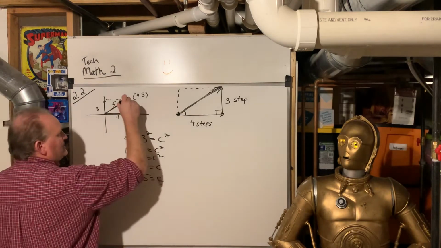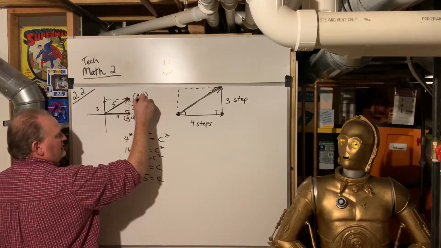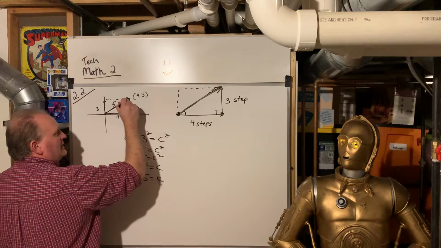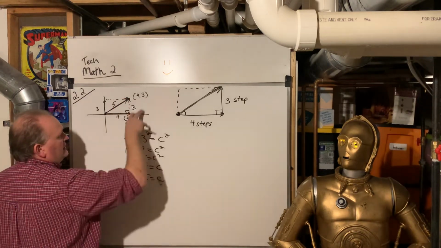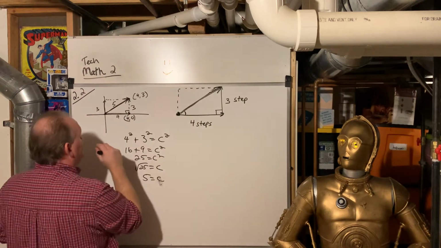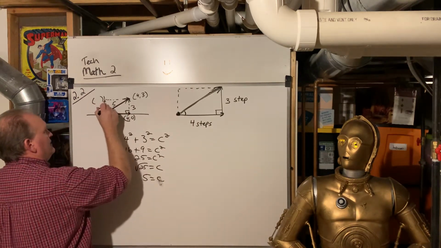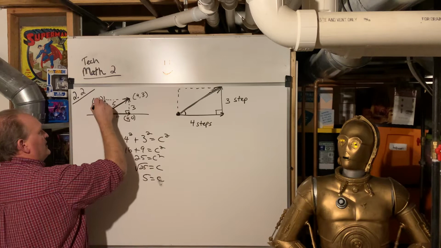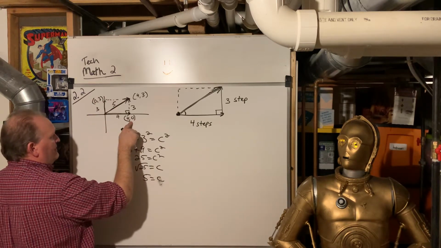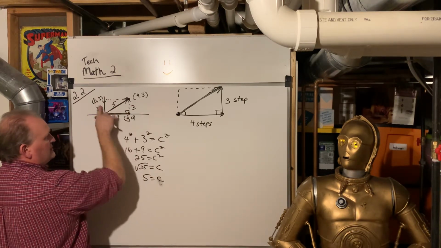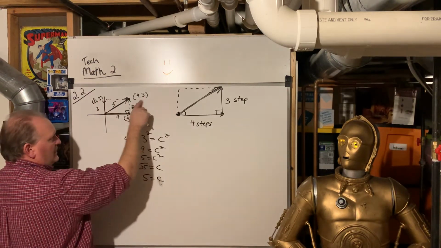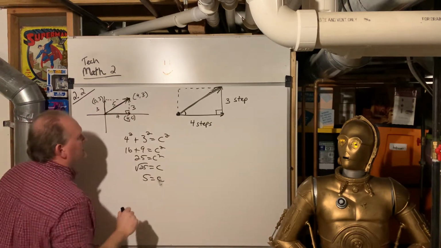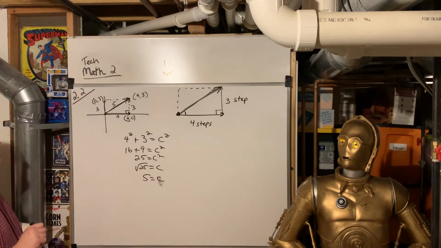It ends at this coordinate, 4, 3. So it was at 0, 0, and it got popped to 4, 3. Think about that. We just basically added this force, 0, 3, and this force, 4, 0, and the resultant vector, 0 plus 4 is 4, 3 plus 0 is 3, 4, 3. That's the resultant vector. All right?